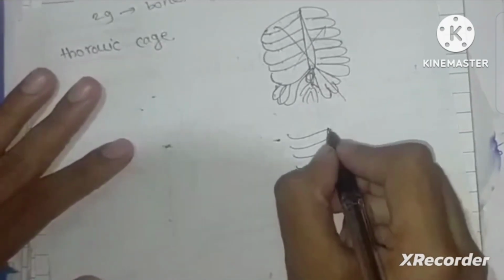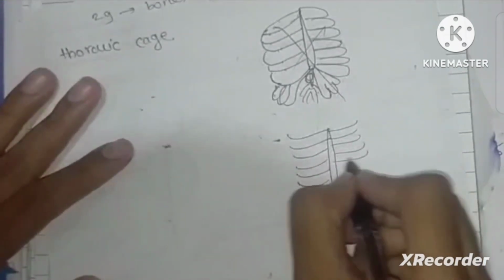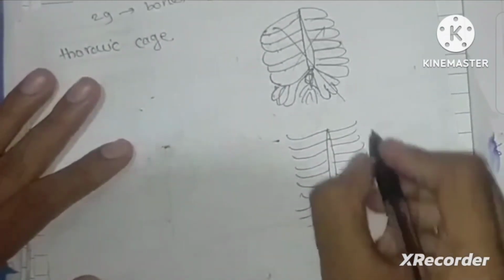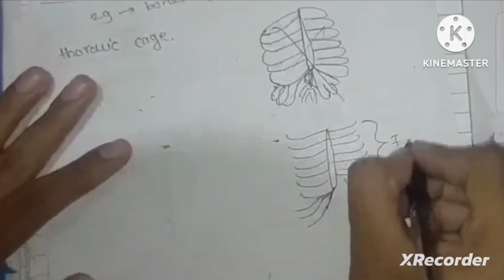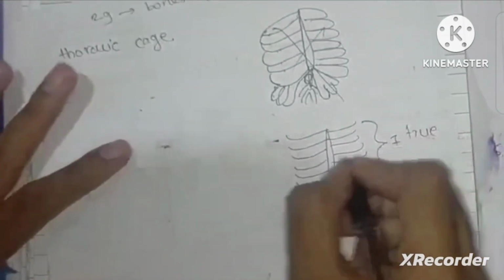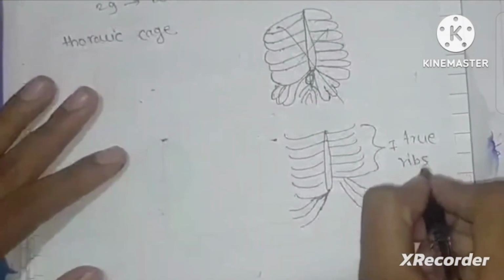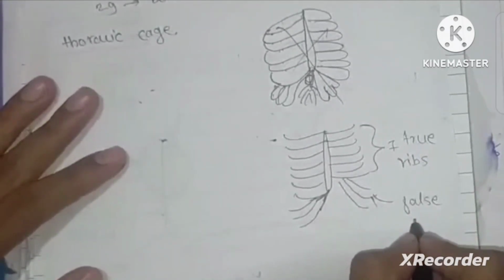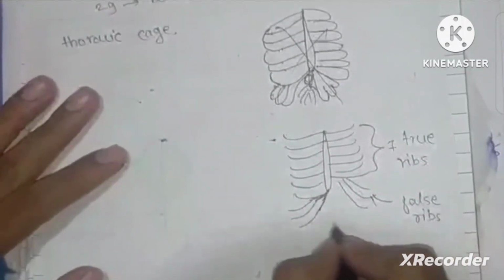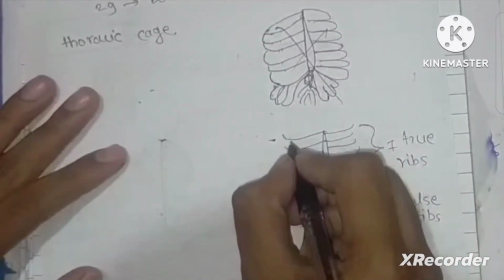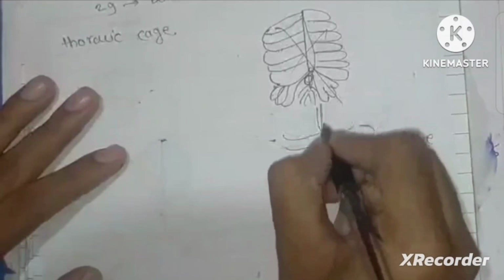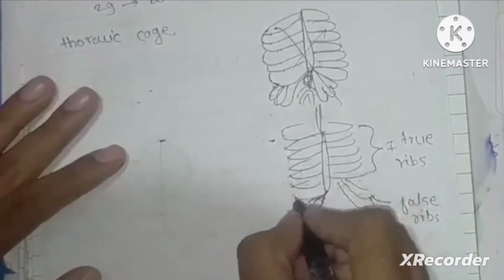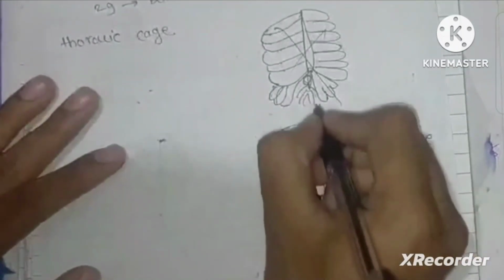The ribs number 1 to 7 are directly attached to the sternum, hence they are called true ribs, while 8, 9, 10 are indirectly attached to the sternum because they are attached first to the 7th rib and then they are attached to sternum. Hence they are known as false ribs, and 2 floating ribs, that are 11 and 12. Floating ribs are connected to vertebral column but not to the sternum, as you can see in the diagram.